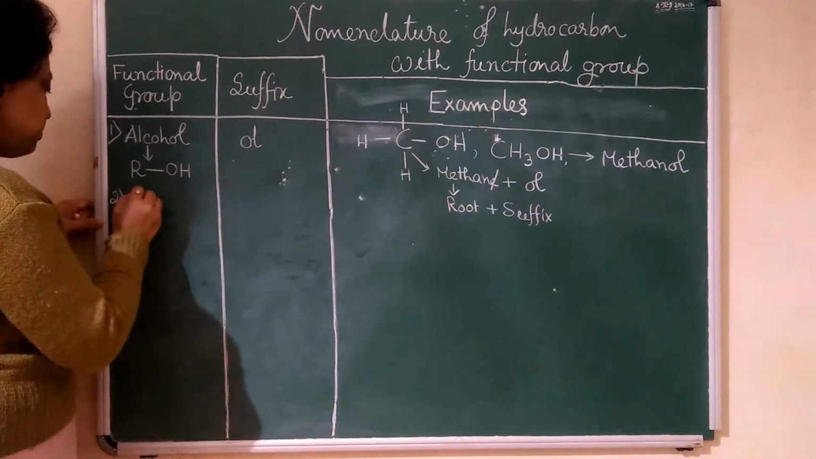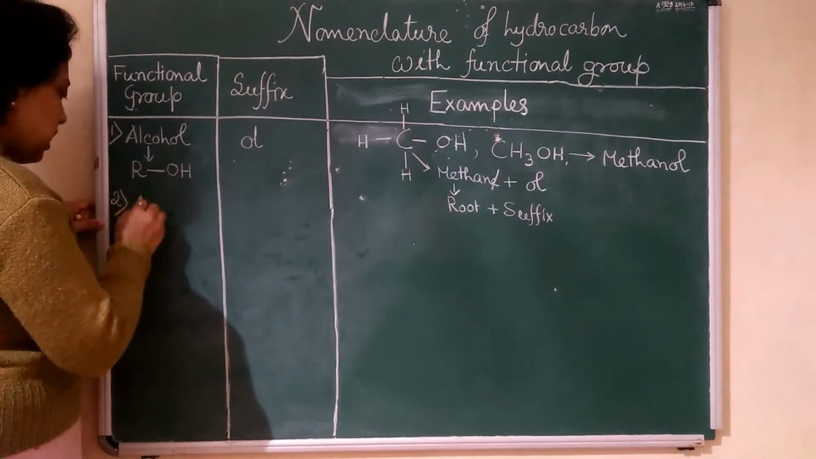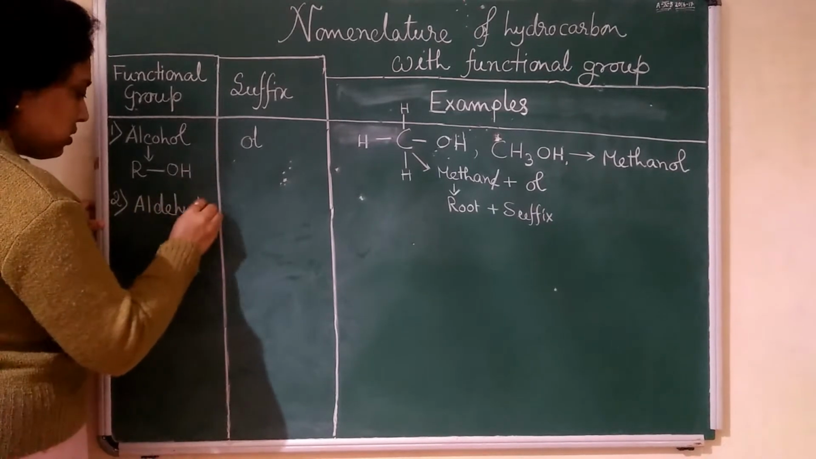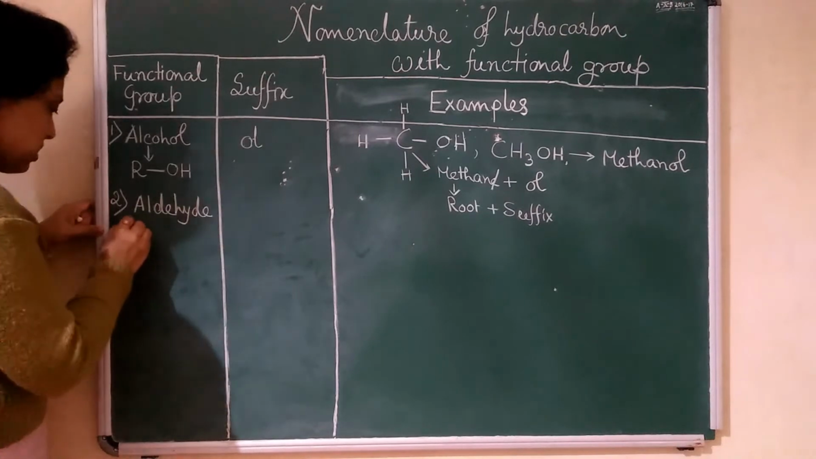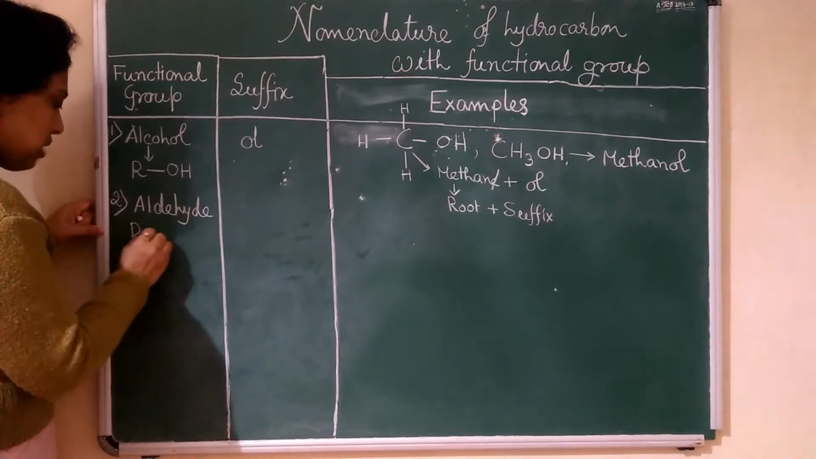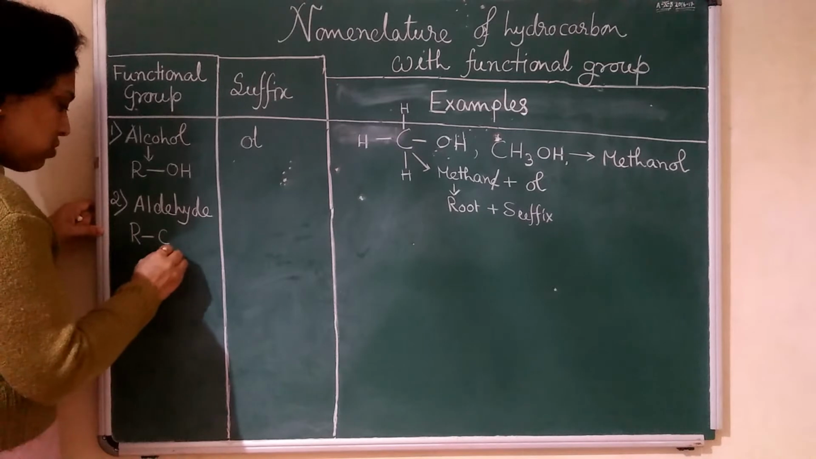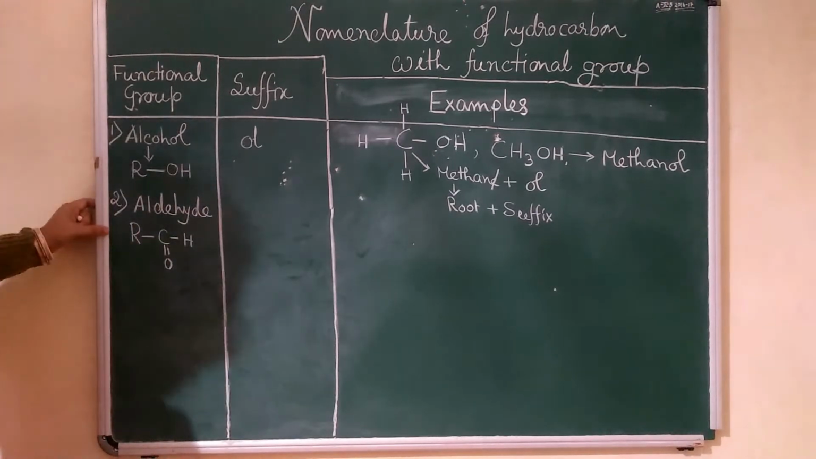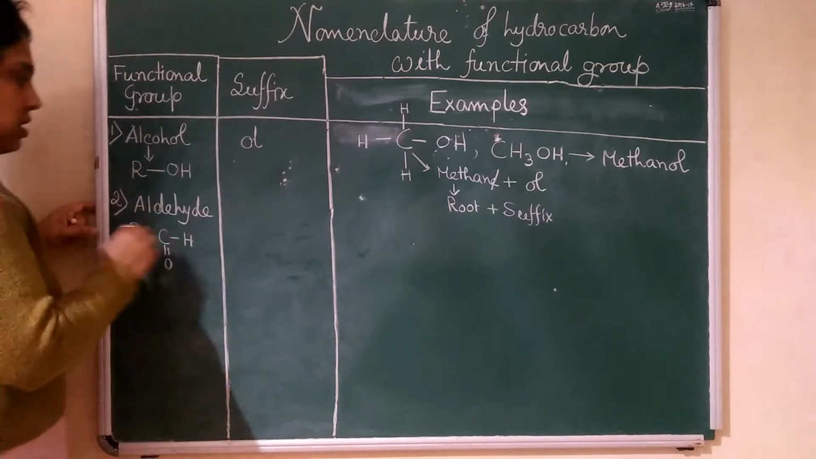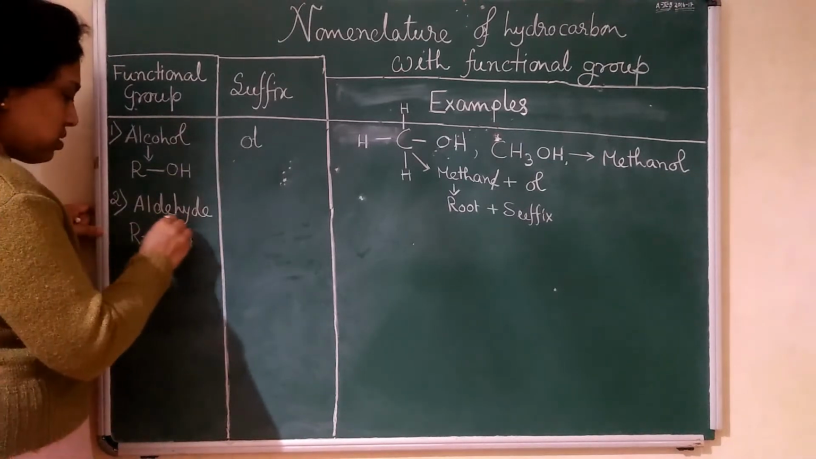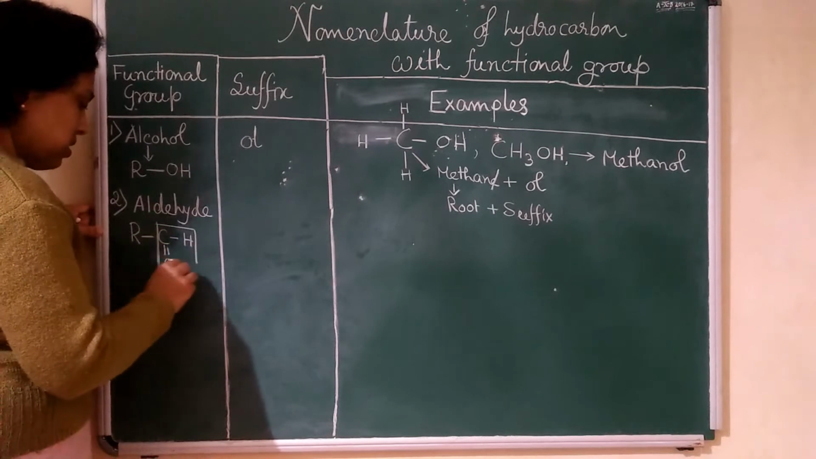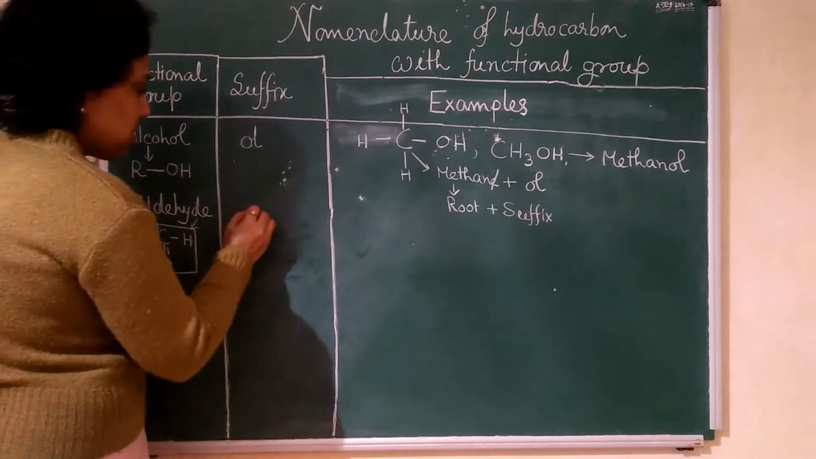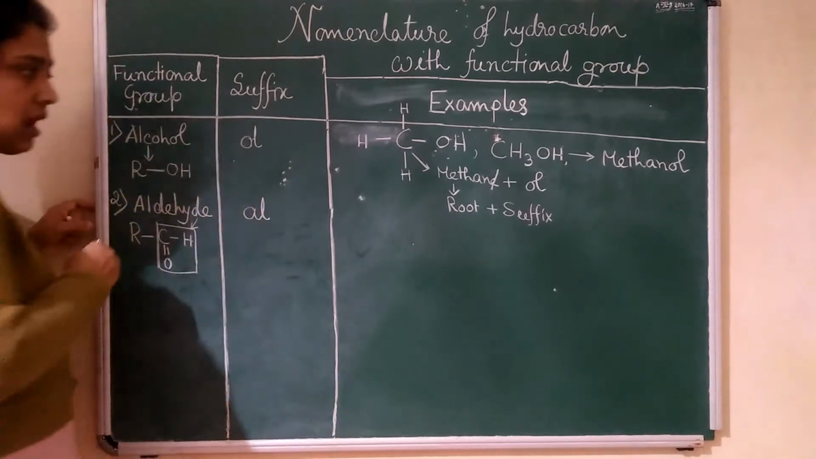Next functional group, we are writing aldehyde. What is the structure? R is the carbon chain and the functional group also has carbon. So this is RCHO. Okay, this is the structure of the functional group. This one is the aldehyde functional group. Now for this the suffix is AL.